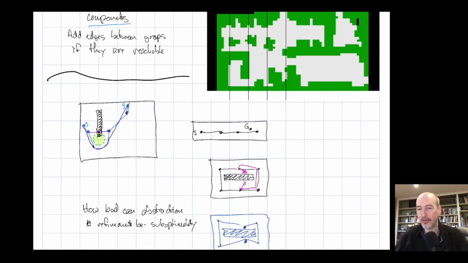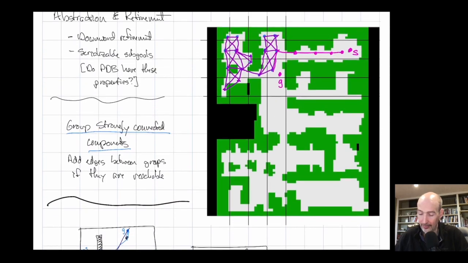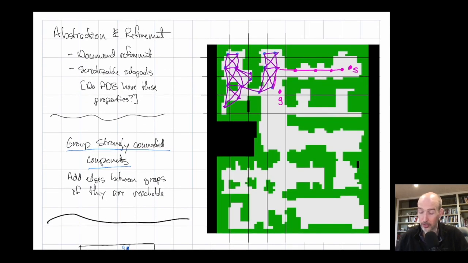In the case of pathfinding for video games, then we'll also be doing smoothing and other things on top of that. And so this is the idea, as I said, of abstraction and refinement. We build an abstraction and then we refine these paths. So the downward refinement property we get because we have strongly connected components and the way the edges are connected between them, meaning that any abstract path has a low-level path that corresponds to it.